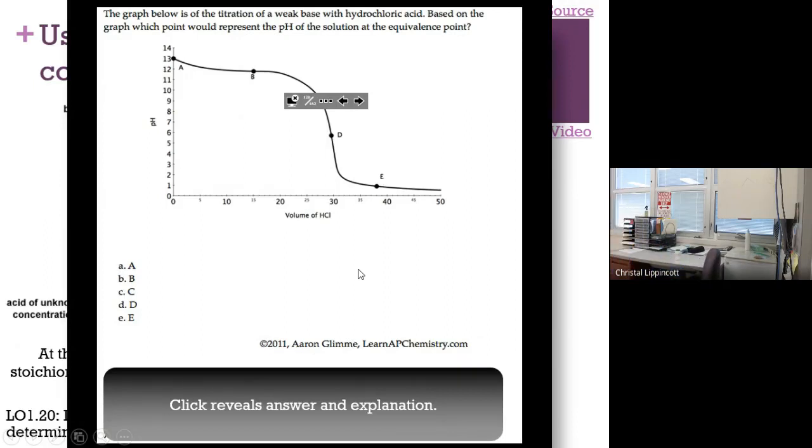So if it asks for a drawing of a diprotic acid, then is the first one the biggest one, because it's usually the strong one? And the second one's the smaller?